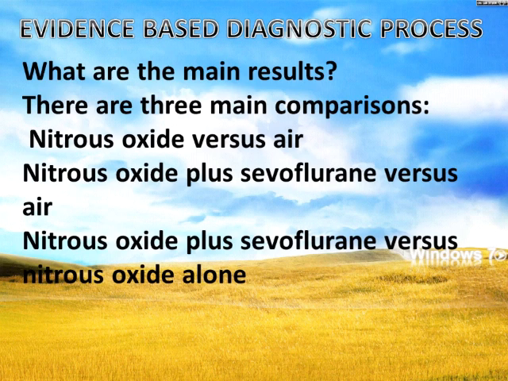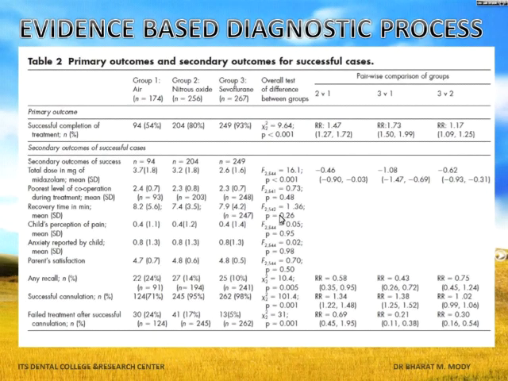What were the main results? The comparison was between nitrous oxide and air, nitrous oxide and sevoflurane with air, and nitrous oxide with sevoflurane plus nitrous oxide together. So these were the three groups which were actually measured by this study, and the results and the outcomes are given here.